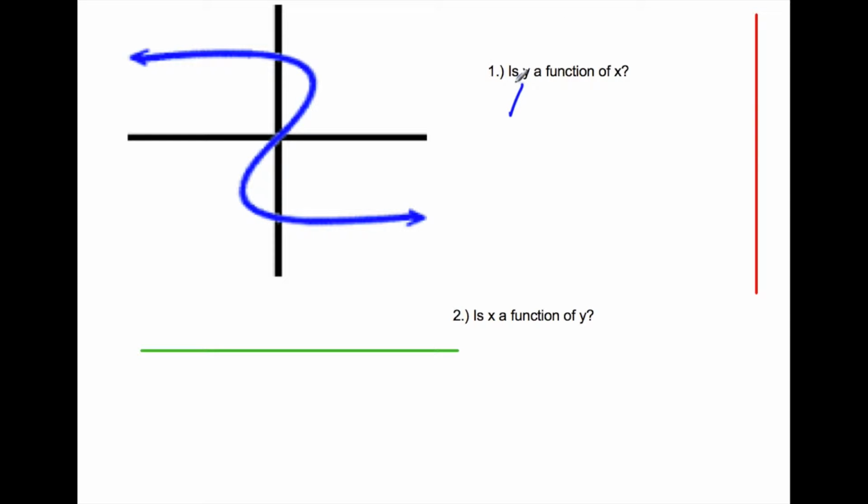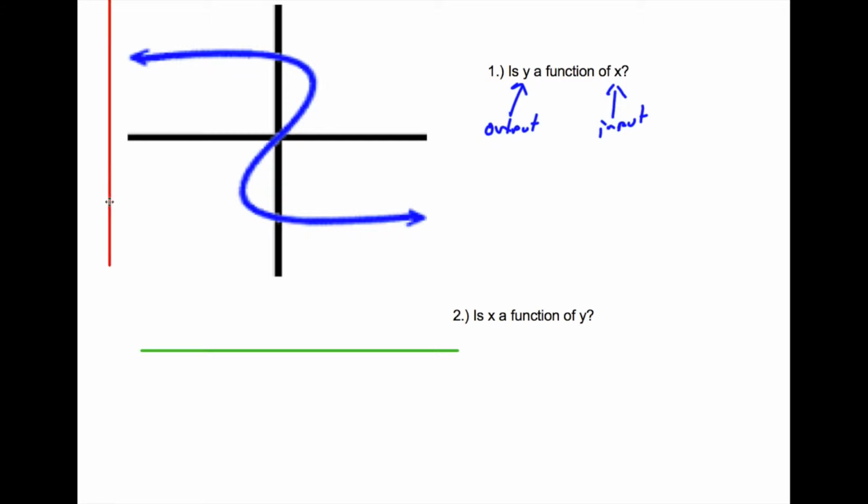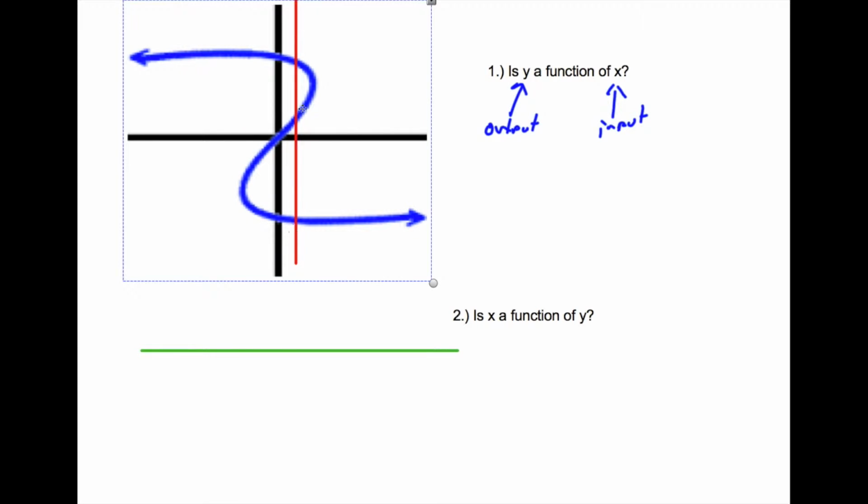So in this case, this is the output, and this is the input. We're going to use the vertical line test because it's a graph. I'm going to take my red vertical line right here. I'll start on the left. I go across the function, doing okay so far, only hitting in one place. But boom, I get to the middle, and my vertical line is hitting in more than one place.